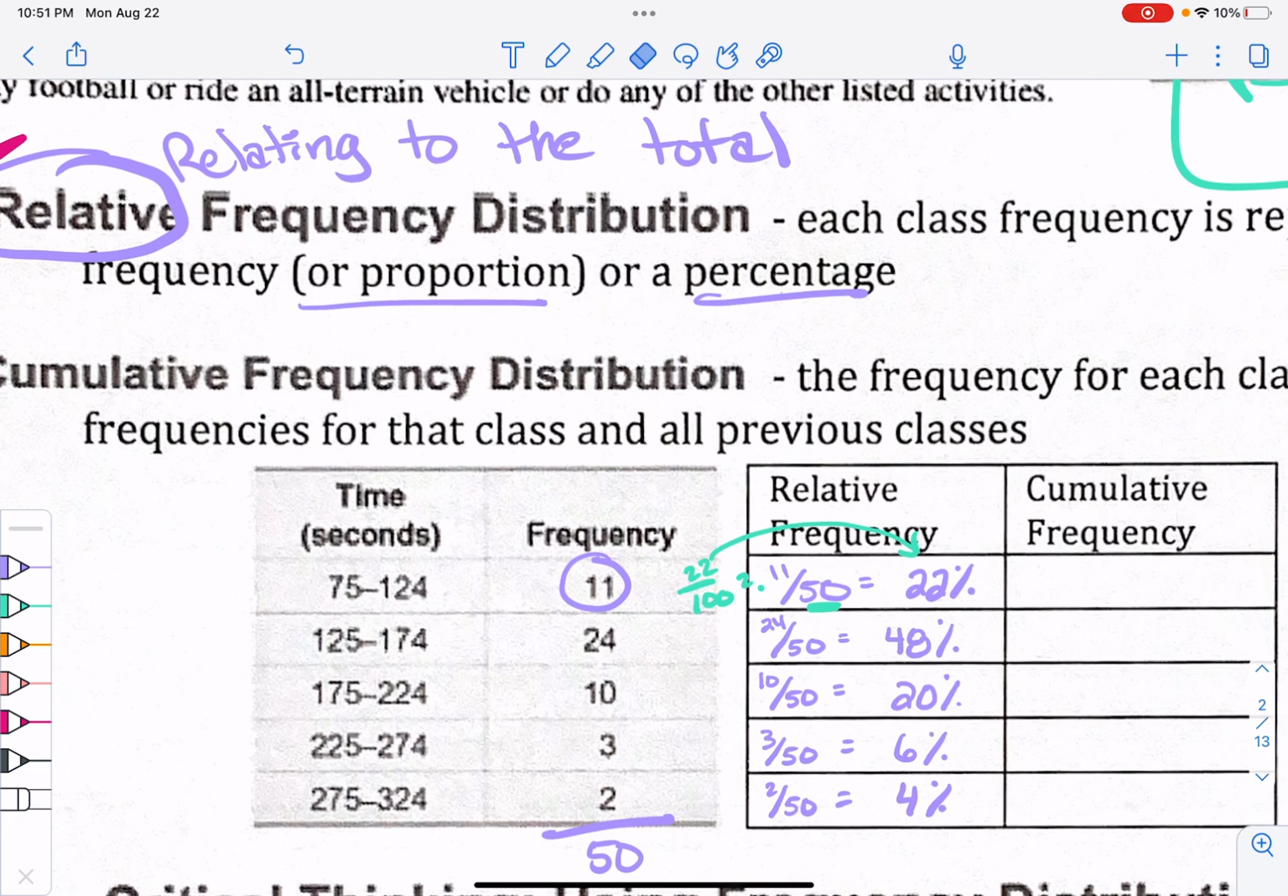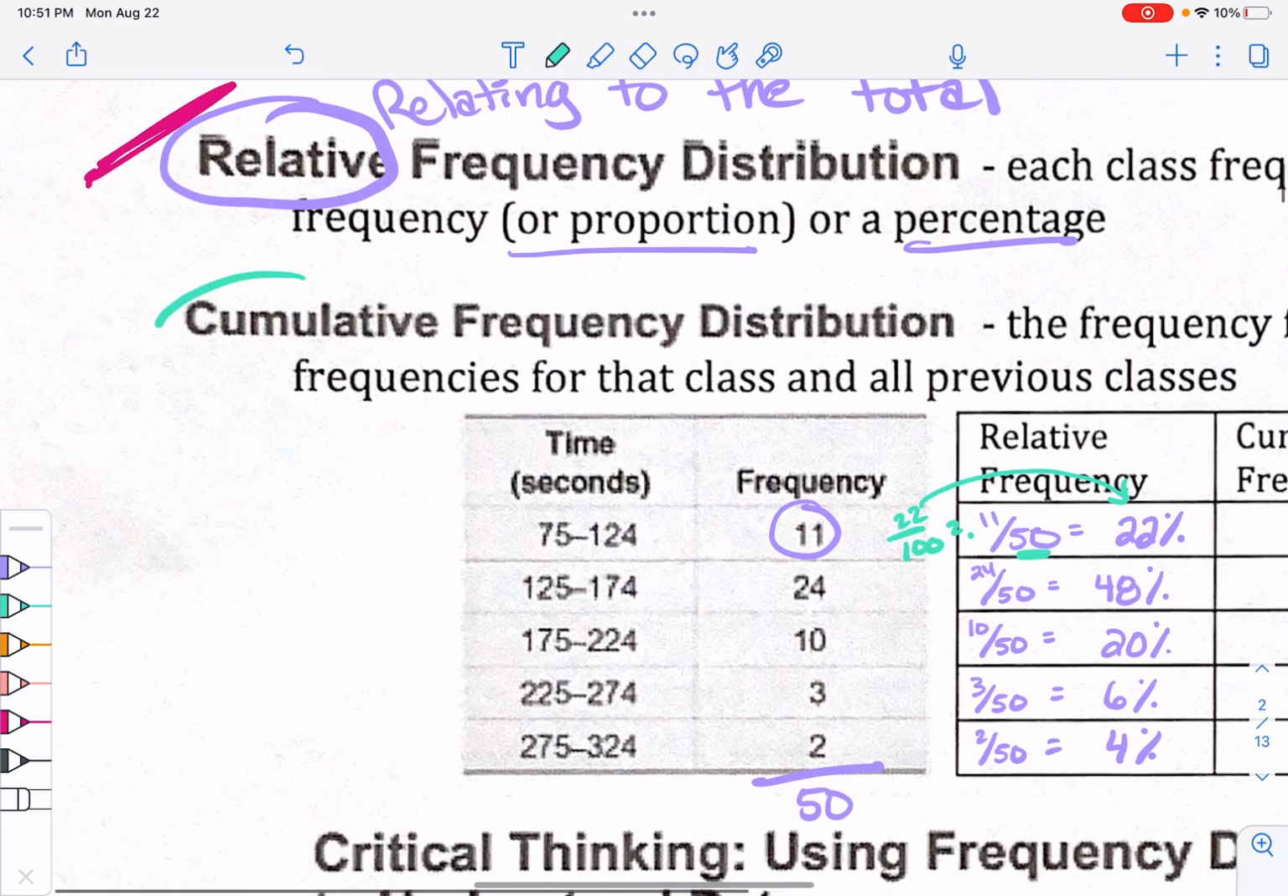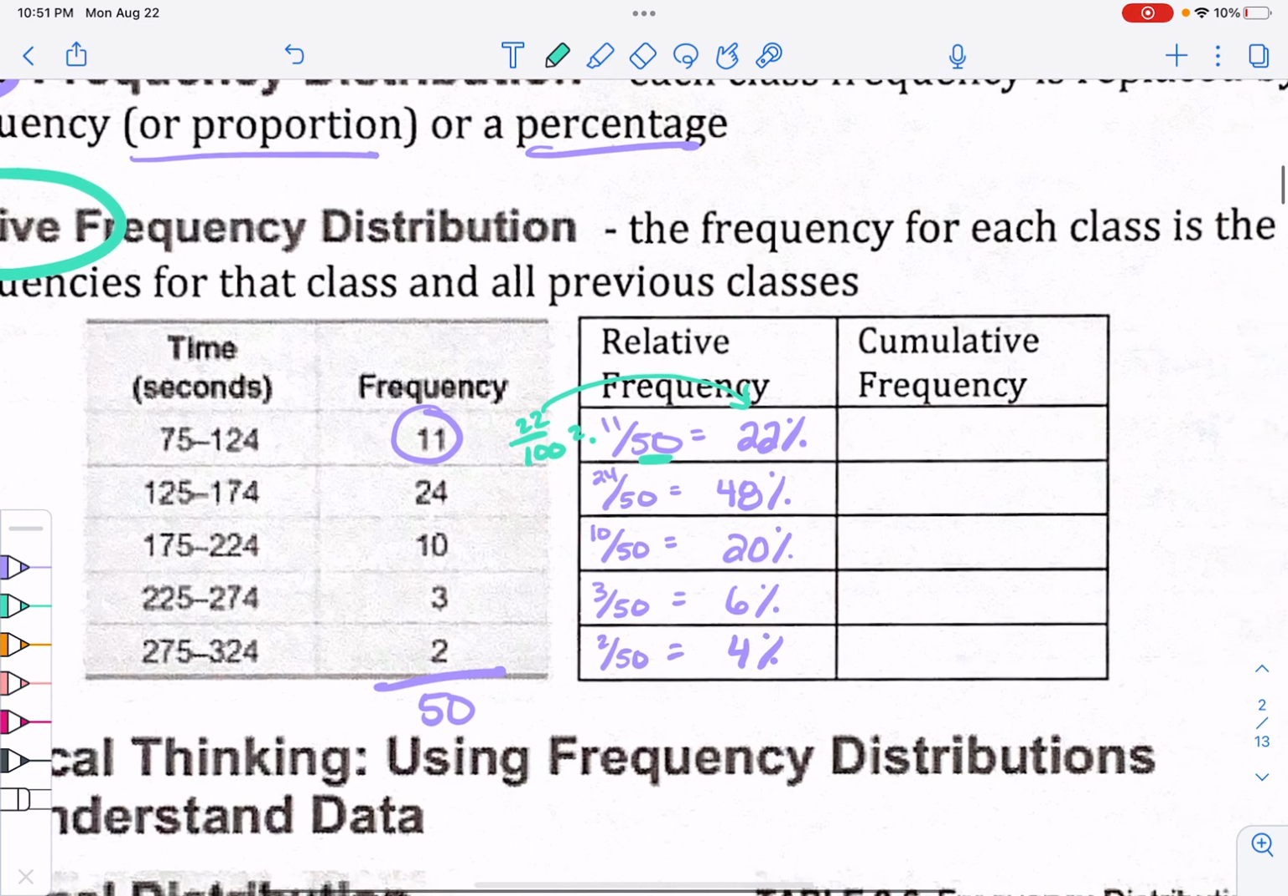Relative means relate. And then the last one is a cumulative frequency distribution. So cumulative, that's what this column is over here. We take a cumulative math test at the end of every semester, except in stats, where we do projects. But in all of the math classes you've taken so far from me, you've taken a cumulative test, which means all of the information from the chapters is combined together for that final semester test. It's cumulative.